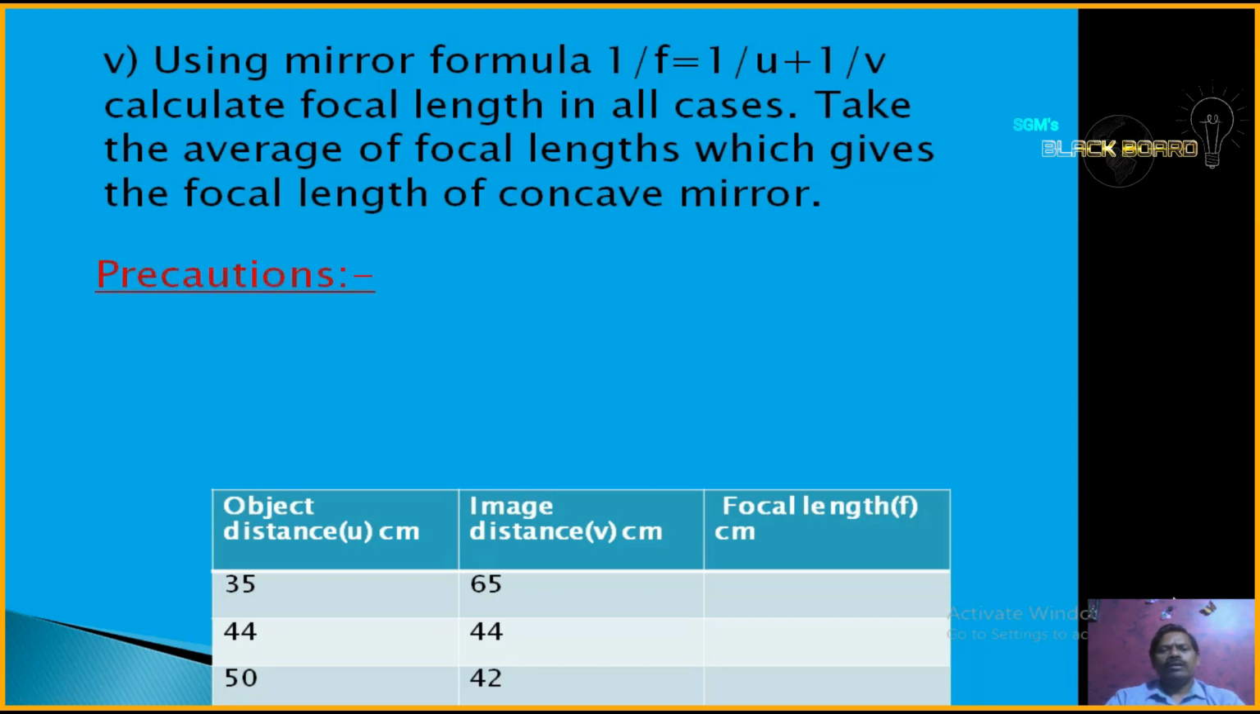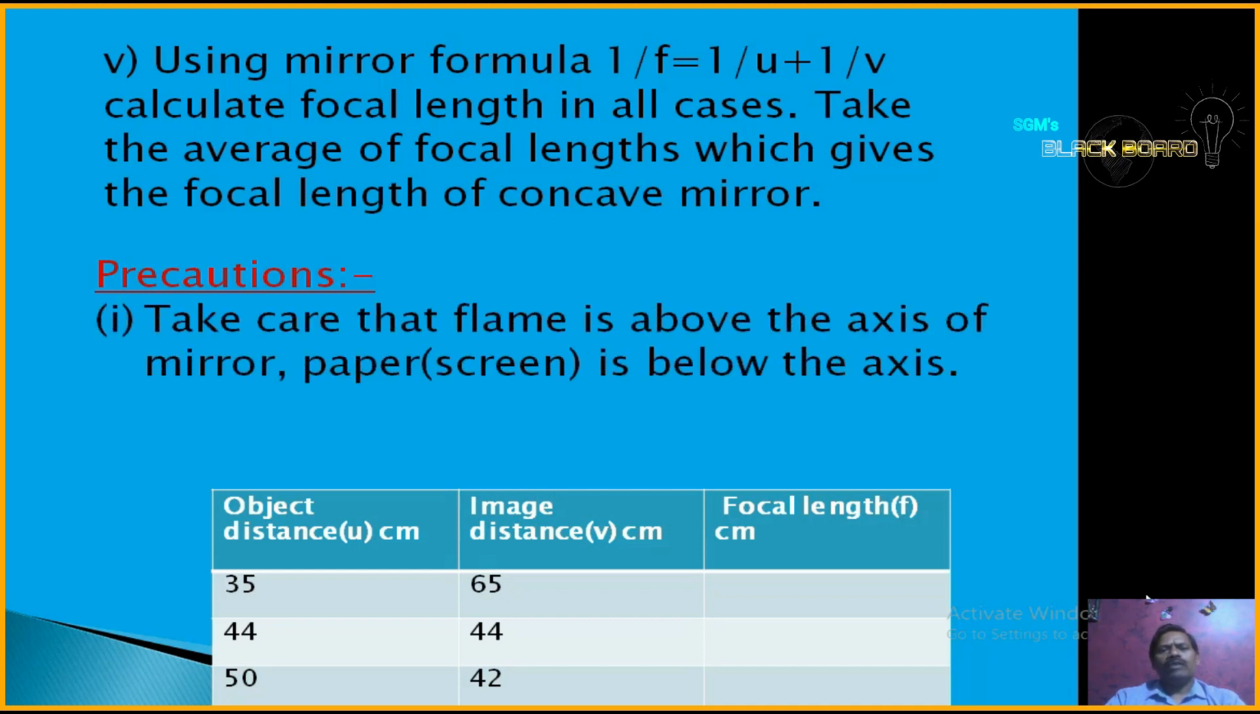In our activity we kept the first object at 35 centimeters and got the image at 65 centimeters. Keeping the object at 44 centimeters, we got the image also at 44 centimeters, and at 50 centimeters we got the image at 42 centimeters. Like that we have calculated 4 values. After tabulating these values, you need to find the focal length.